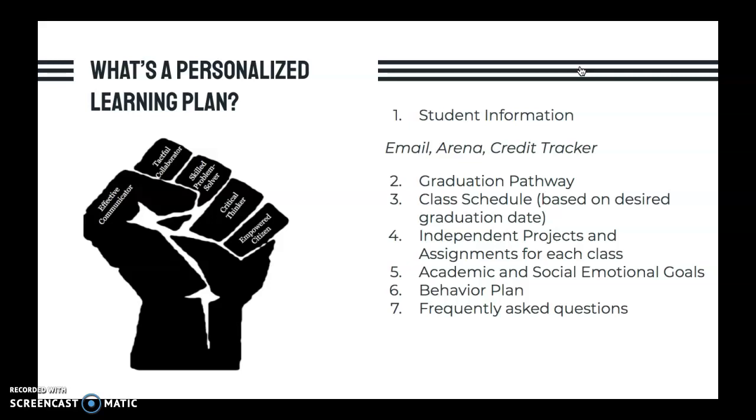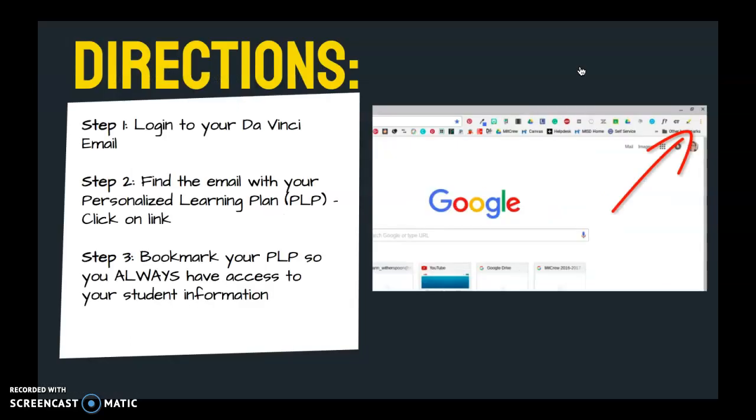Now, a personalized learning plan ultimately has everything you need to know about your students. It has everything you need to know about yourself, your arena, your graduation pathway, your class schedule, any independent projects you can work on to get credits, academic and social emotional goals, your behavior plan, and frequently asked questions. This plan is updated consistently by your staff and yourself as you join Rise.